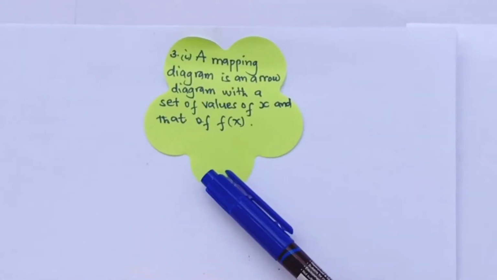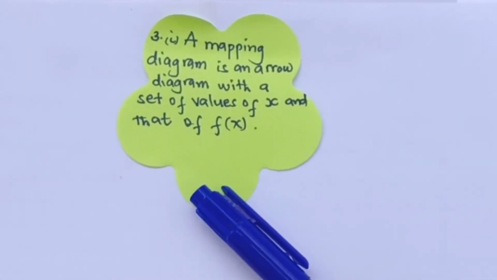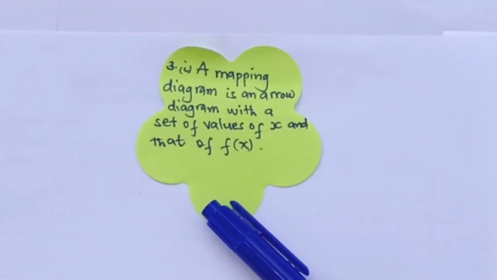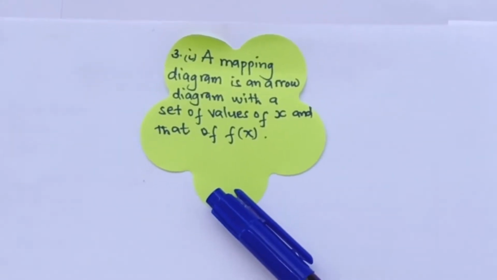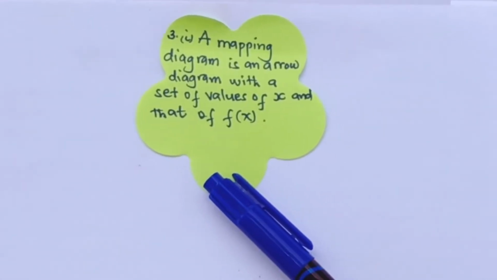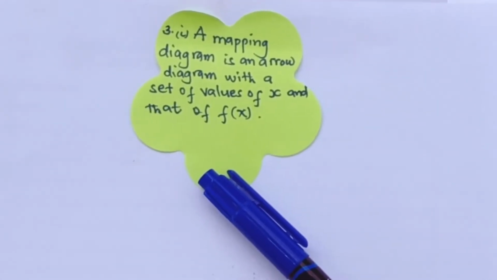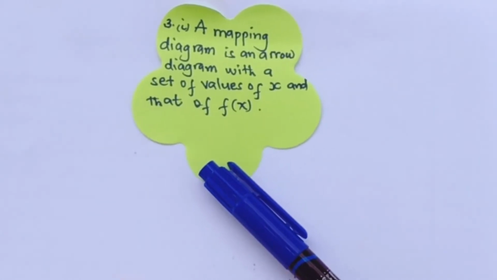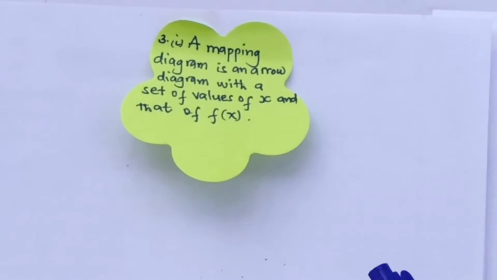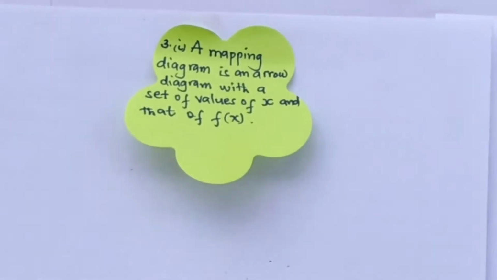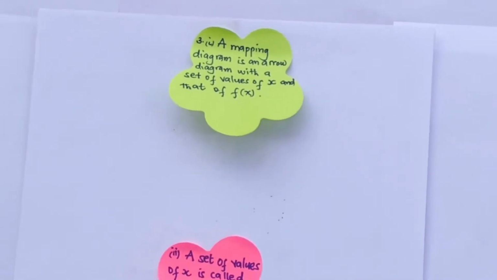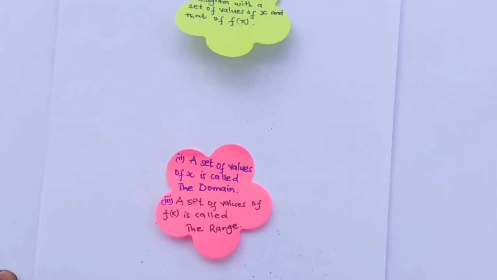Yes, we're still continuing with our summary of functions, and now in the third here, we're looking at 3 Roman numeral 1. A mapping diagram is an arrow diagram with a set of values of x and that of f of x. So we're having two values that we consider here: the set of values of x and the set of values of f of x. Then these sets are grouped into two. One is the domain, the other is the range.